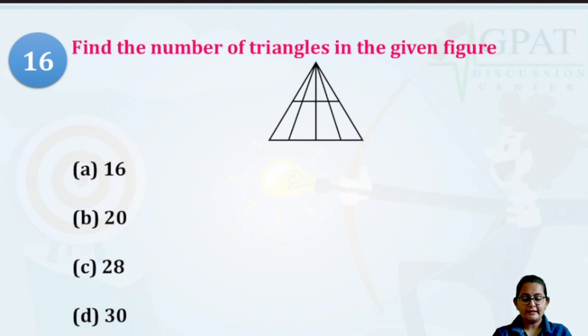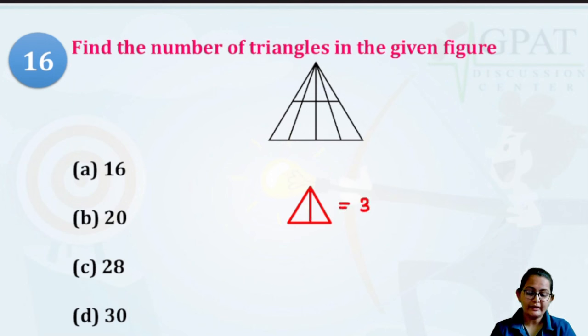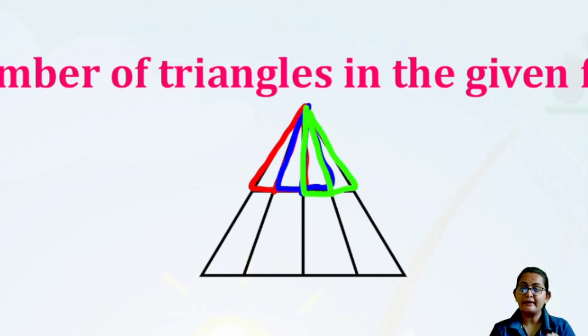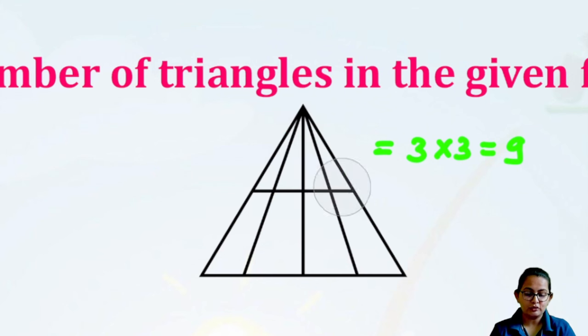Question number 16 says: find the total number of triangles which can be formed in this particular figure. Please remember one thing: whenever you see a triangle that is parted equally, a total of 3 triangles are formed out of it. So you have to apply the same trick here. This is one triangle which is parted. Similarly, if I use another color, this is one triangle which is parted. And with another color, this is one triangle which is also parted. That means there are 3 parted triangles in total. So 3 into 3 is 9 triangles which can be formed out of the above triangle.